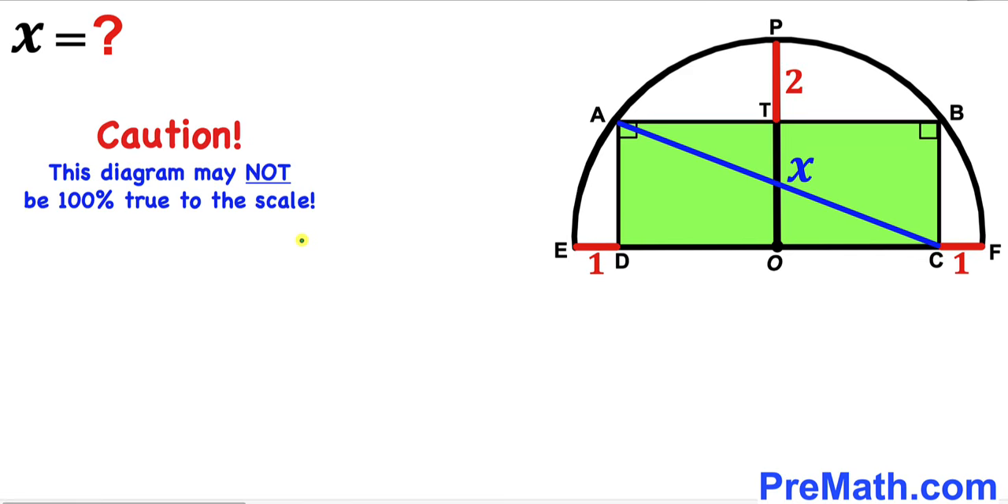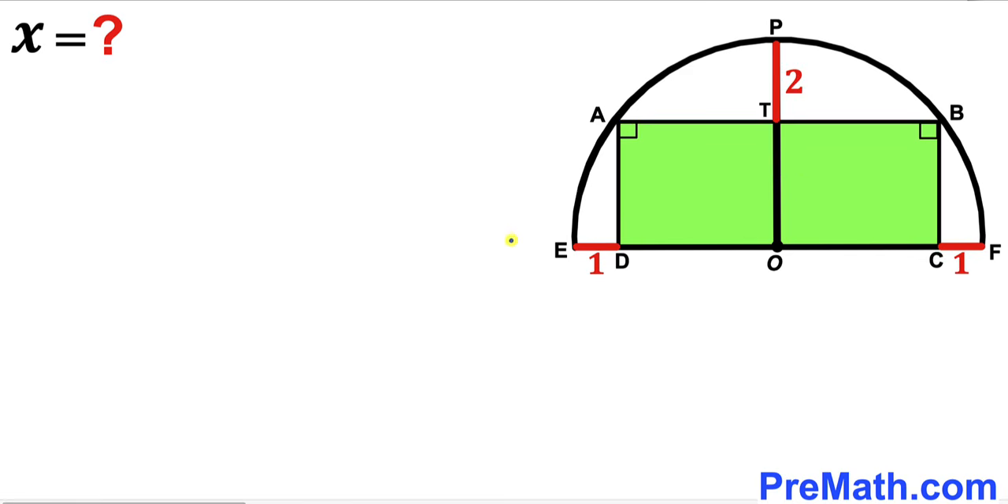Please keep in mind that this figure may not be 100% true to scale. And here's our very first step. I'm going to label the radius of this semicircle as lowercase r. Now we can see EO is the radius of this semicircle, so I'm going to label this one as lowercase r. Likewise, this OF is the radius lowercase r as well. And furthermore, this OP is our radius lowercase r as well.